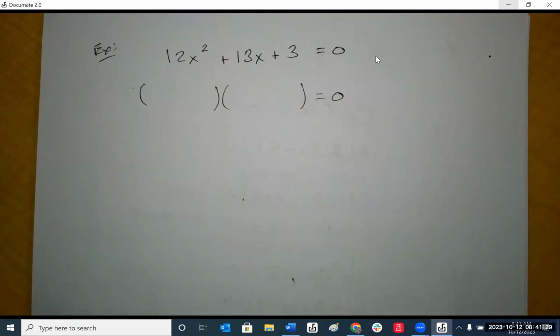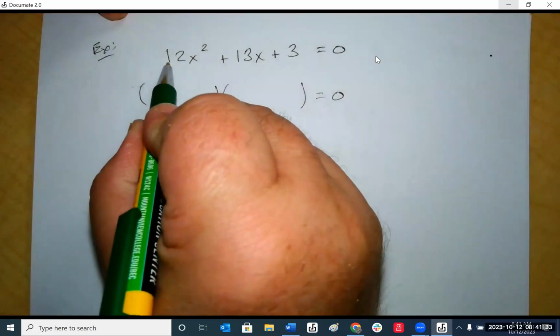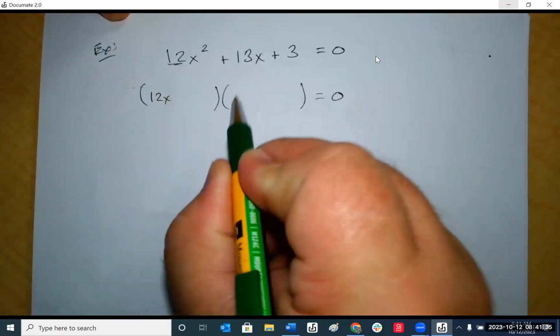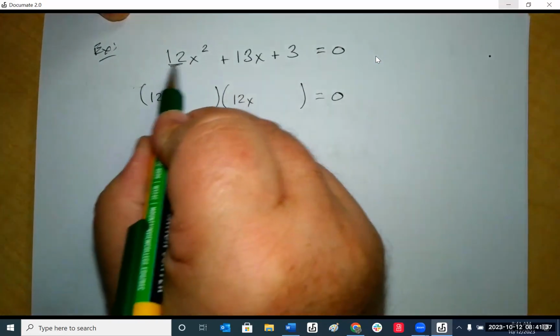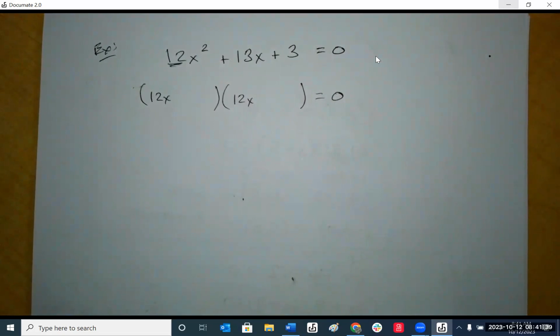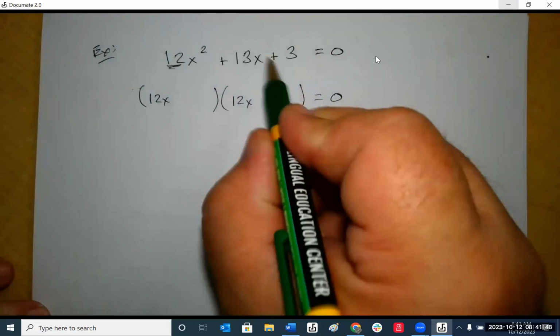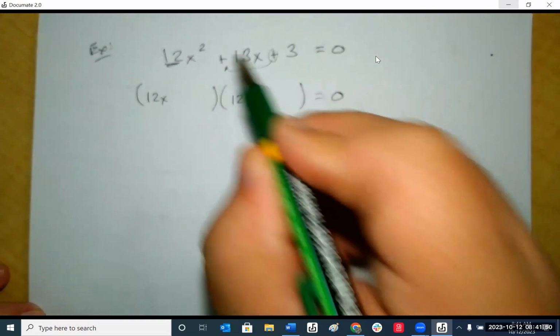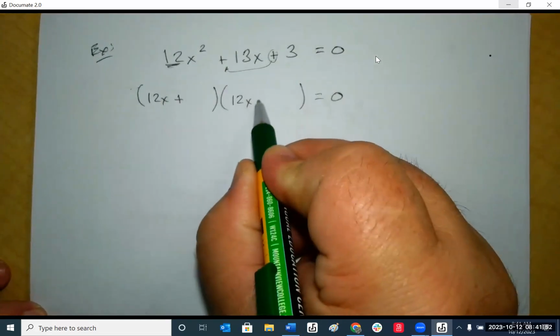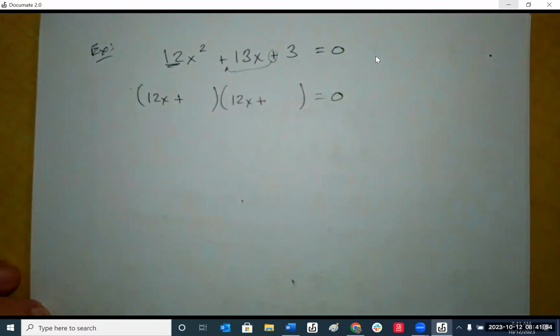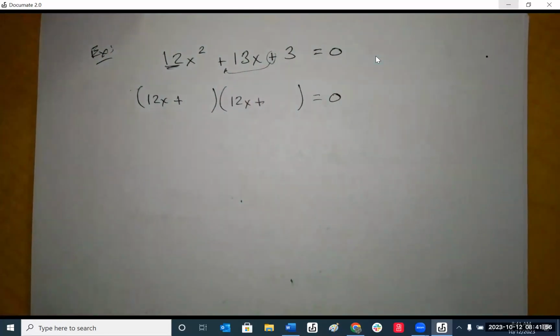What goes in the first spaces? 12x and 12x, whatever this first number is, and the x's. How about the signs? Yeah, they'll both be the same. They're both going to be positive. Then we do what?